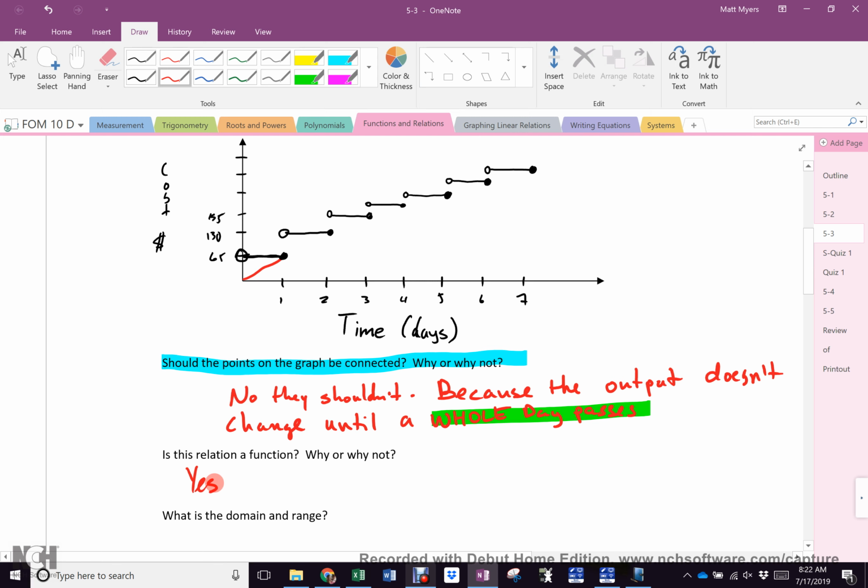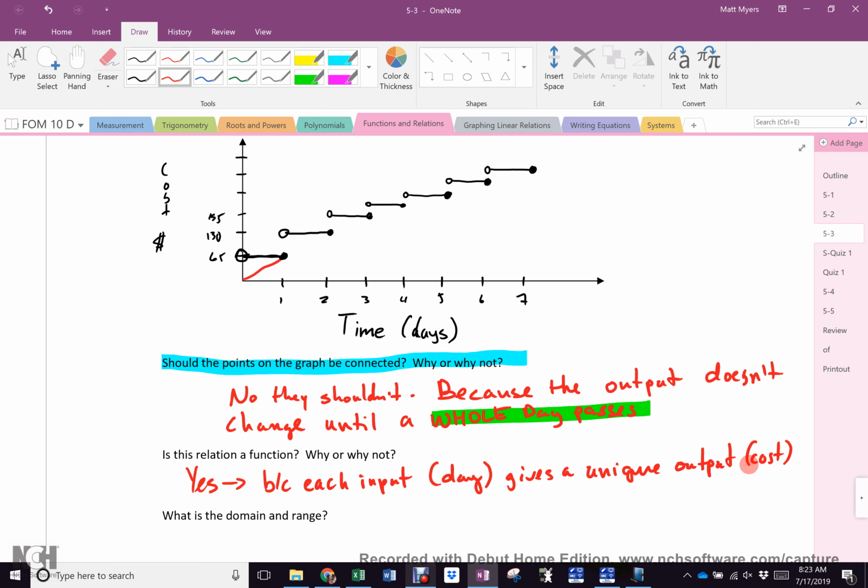Yes. Why? The vertical line test works. But what does the vertical line test really mean? There's no input with more than one output. Each input, day, gives a unique output, cost. No matter what I say, you know how much it's going to be. There's no guessing. Right?